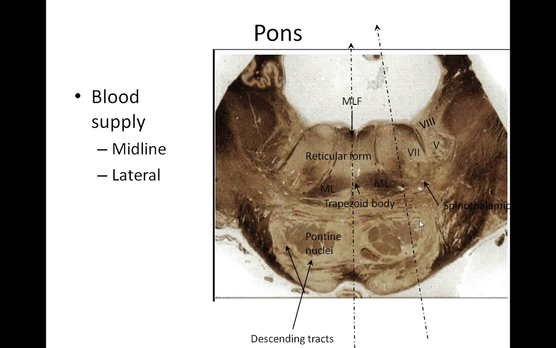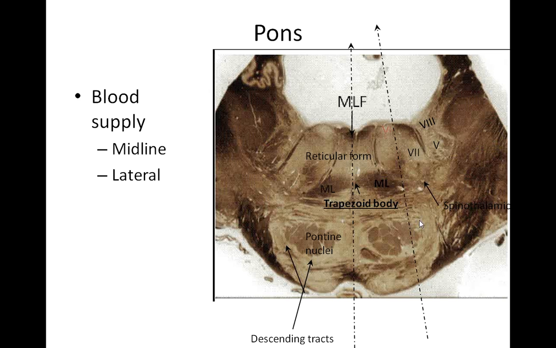So once again, just highlighting these structures. You've got the trapezoid body, you've got the ML, you've got the MLF, and then you've got the descending tracts. Now, if all these structures get affected, you basically produce a contralateral hemiplegia because the descending tracts have not yet crossed over to supply the opposite side of the spinal cord. You produce a contralateral hemianesthesia, but not loss of pain sensation, because you knock out the medial lemniscus, and you also paralyze the ipsilateral, or the same-sided, abducens nerve.